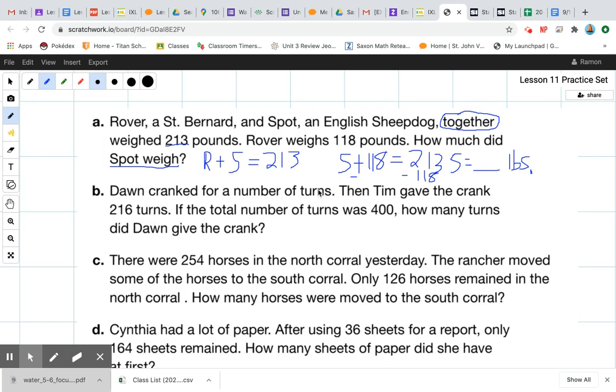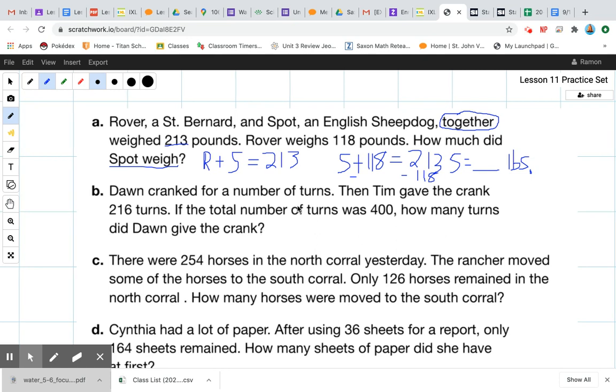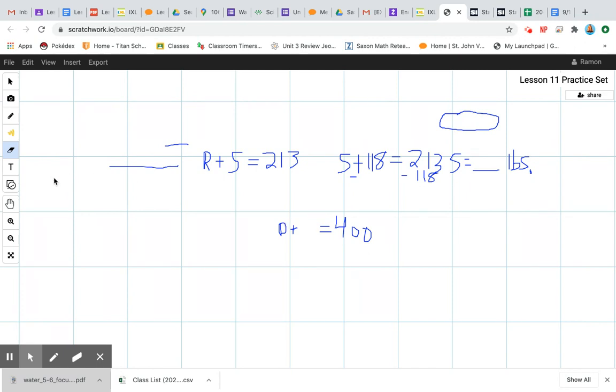B. Don cranked for a number of turns. Then Tim gave the crank 216 turns. If the total was 400, how many did Don give? So Don and Tim together, and I'm going to put M for Tim to not get confused, was 400. Now we know that Tim's amount was 216. So instead of M for Tim, we can write 216.